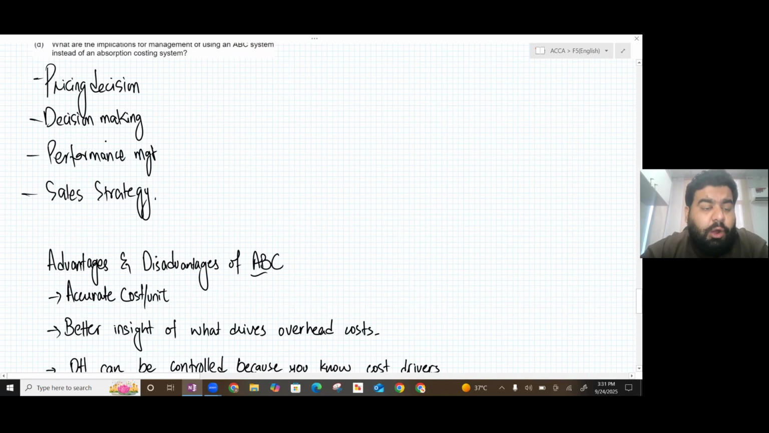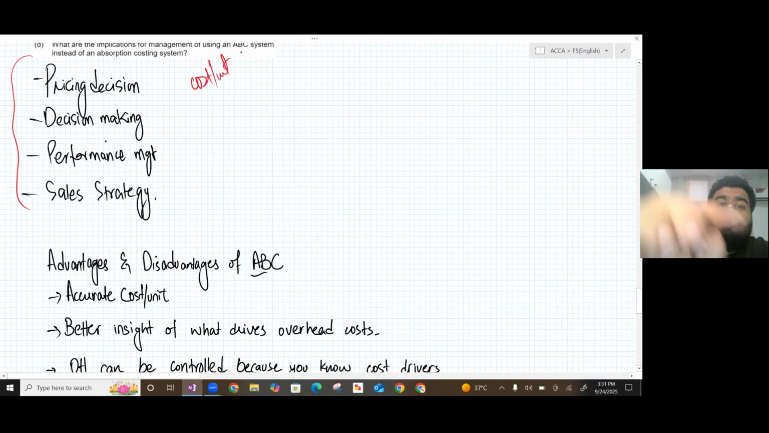Now these are some advantages, the benefits of ABC. First of all, if you are implementing ABC, it means you are calculating the proper, correct, appropriate production overhead per unit. And when you are calculating the proper cost per unit using production overhead that is properly absorbed according to the relevant basis, obviously your pricing decision will get better, because you know your exact cost plus profit is the price.